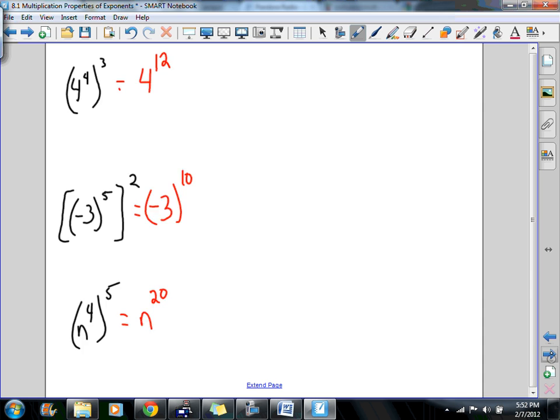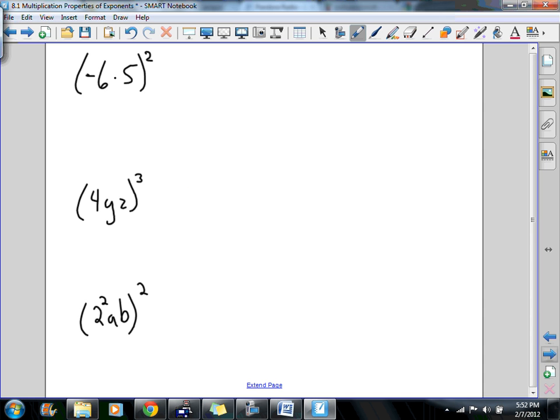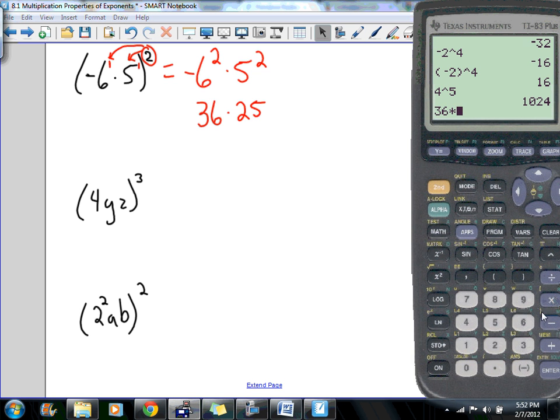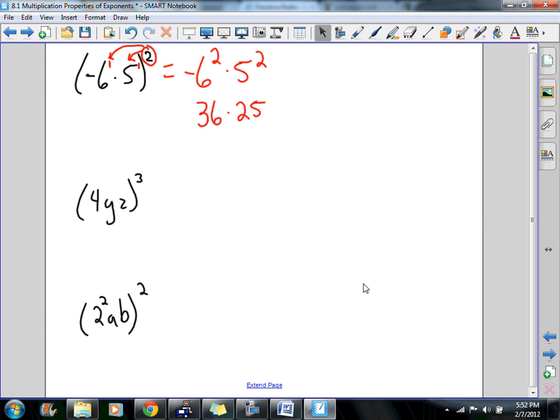All right? Last section here. If we have multiple terms, this is like the distributive property. This 2 needs to get distributed into each of these terms, once again stepping down. Negative 6 is negative 6 to the first, 5 is 5 to the first. So this becomes negative 6 squared times 5 squared. Negative 6 squared is 36, times 5 squared is 25. And if we multiplied 36 times 25, we would get 900.